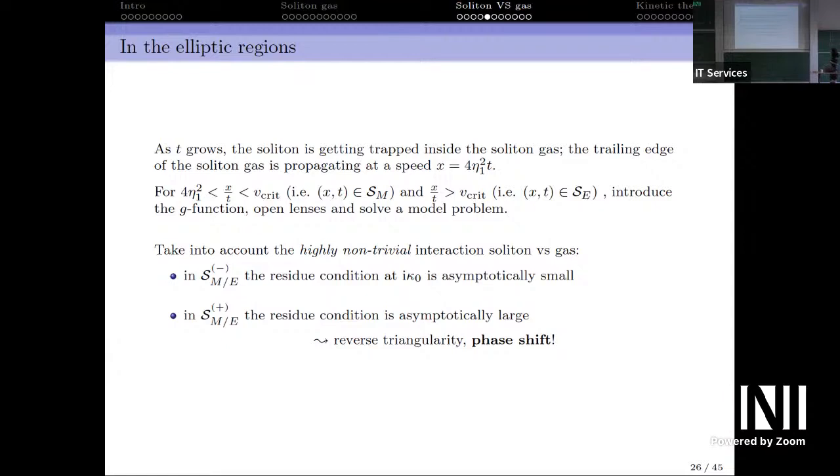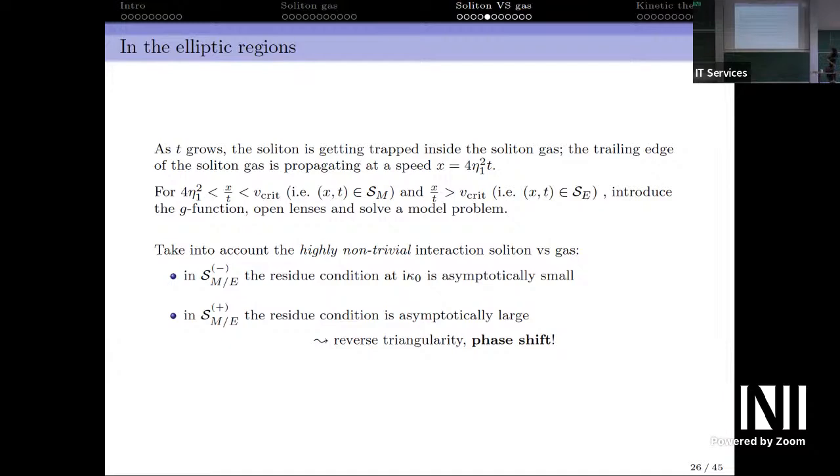These are the two cases we have to keep track of: the minus, when the soliton is not there yet, and the plus, where the soliton has already passed. In the plus case, we need to reverse triangularity. We need to do some extra tricks to be able to solve the Riemann-Hilbert model problem and calculate the phase shift.